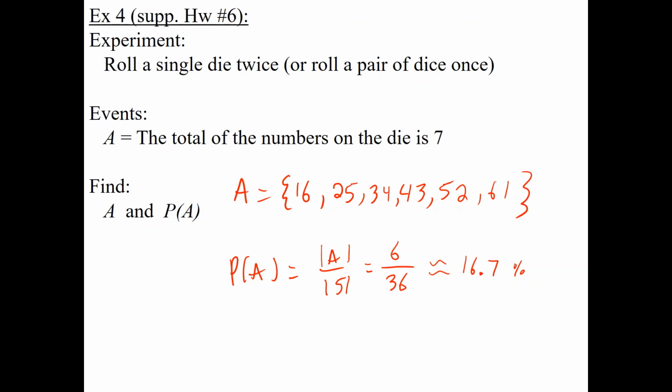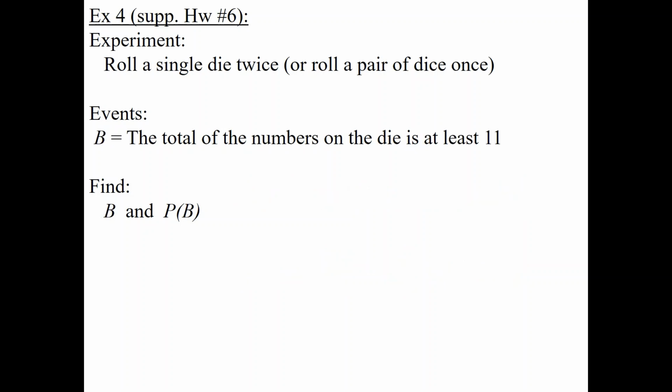Okay, let's go ahead and try another one. This one says, again, same thing, rolling a pair of dice, or rolling one die twice. And B is the event that the total of the numbers is at least 11. So we have to write down all the outcomes where the total is at least 11. Well, the total is 11 if you roll a 5,6 or a 6,5. Those are the only ways you can get a total of 11, but it says at least 11, so it could be higher. So 11 or higher. What could be higher? 12, you can get a total of 12. There's only one way to do that, 6,6, and you can't get any higher than that.